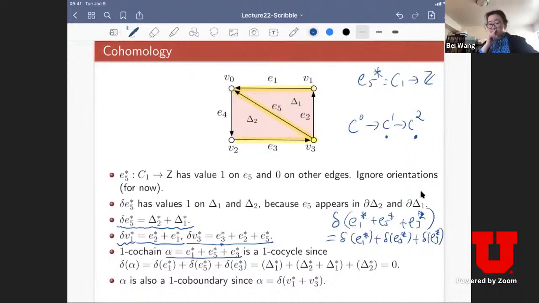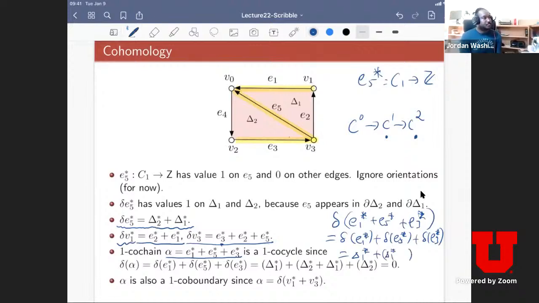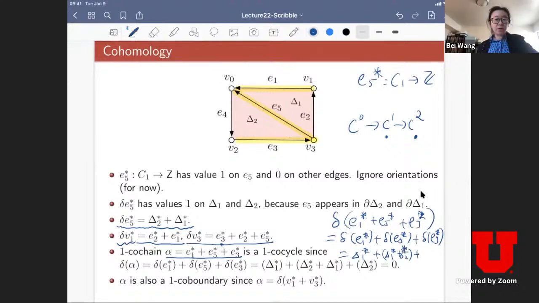When you take each individual element, you know that this is a triangle that is adjacent, plus a star. So what is the triangle adjacent to E1? Triangle 1. Yep, put a star. What about the triangle adjacent to E5? It's going to be 1 plus 2. Exactly. Put a star right there. And what is the triangle adjacent to E3? 2. Exactly. Now just doing algebra, I have 2 copies of delta 1 and 2 copies of delta 2. This is equal to 0. So alpha is a one co-cycle.